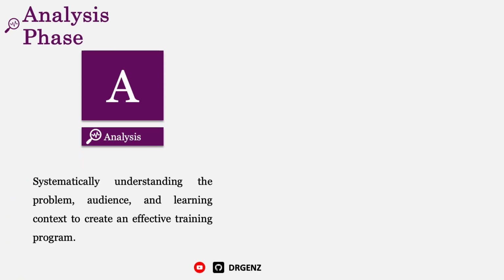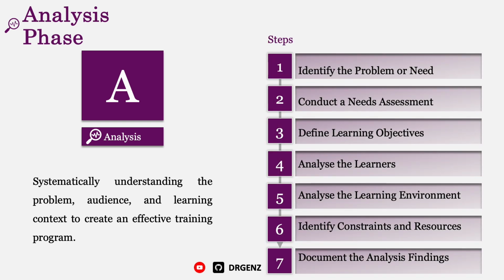The analysis phase of the ADDIE model involves systematically understanding the problem, the audience, and the learning contents to create an effective training program. This phase involves 7 steps. We'll be looking at these 7 steps one after the other.